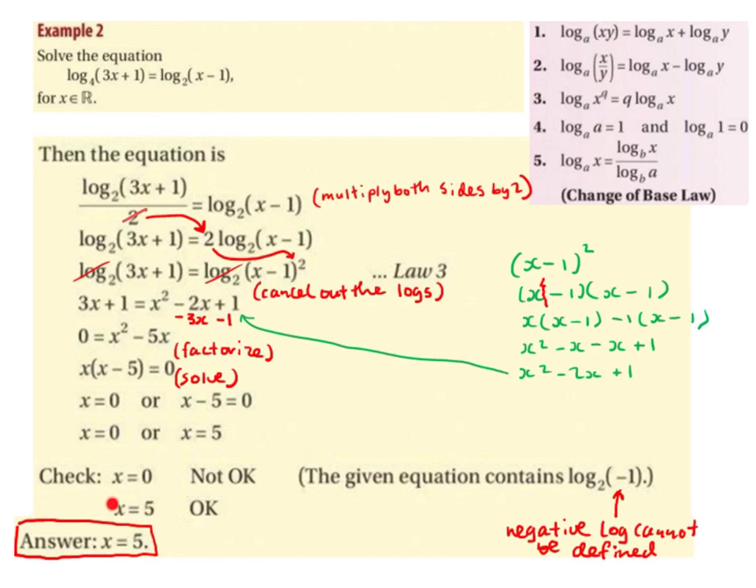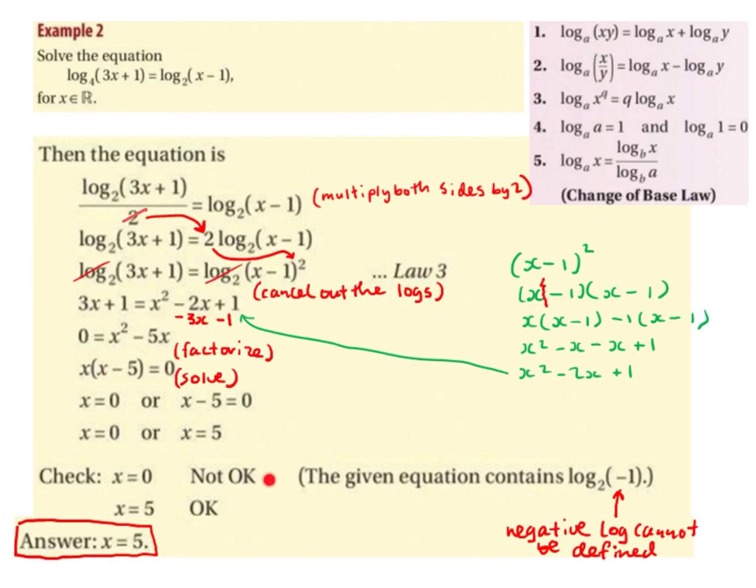So now I'm going to try x is equal to 5. So if I was to sub in x is equal to 5 into the left-hand side of my equation, I would have log base 4 of 3 times 5 plus 1. 3 times 5 is 15, plus 1 is 16. So that would be a positive inside my bracket, which could work. And now I'm going to sub in x is equal to 5 into the right-hand side of my equation, which would give me log base 2 of 5 minus 1, which would be log base 2 of 4. And again, I would have a positive inside my bracket, so that would work. So x is equal to 5 is okay.